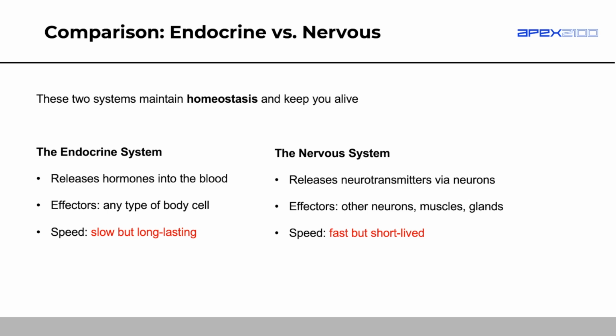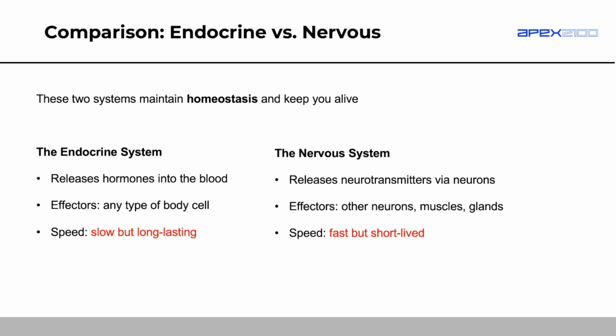If we look back at what we've learned now about the endocrine system and the nervous system, there's a couple of key differences. So the endocrine system releases hormones into the blood, whereas the nervous system sends messages as neurotransmitters via neurons. It's more of an electrical impulse.